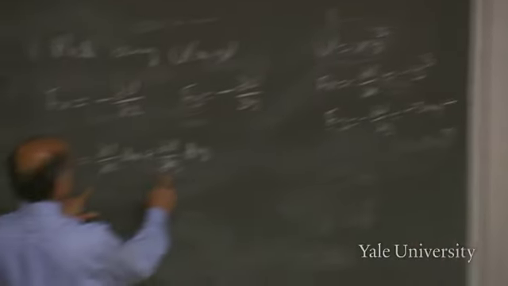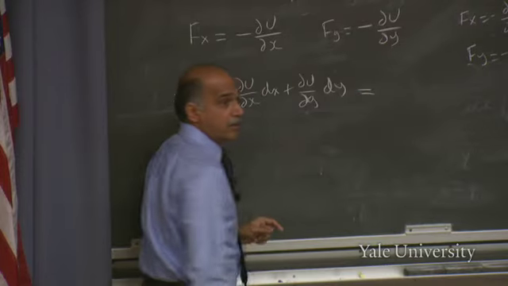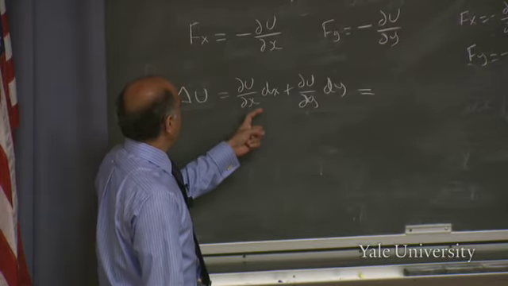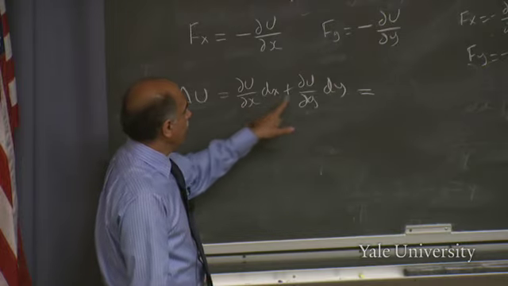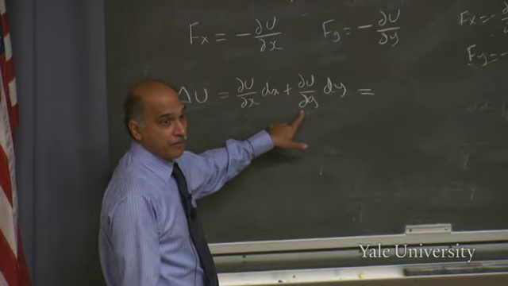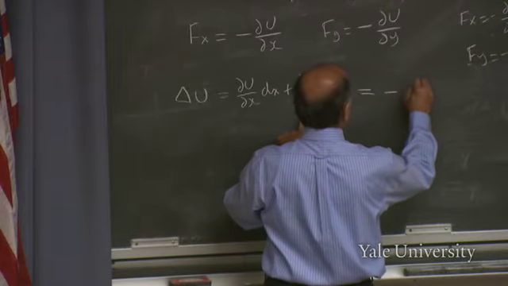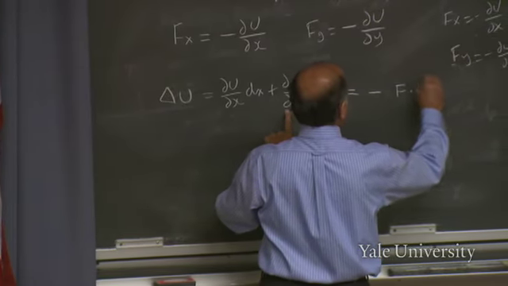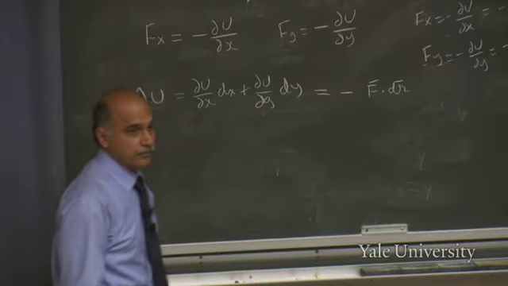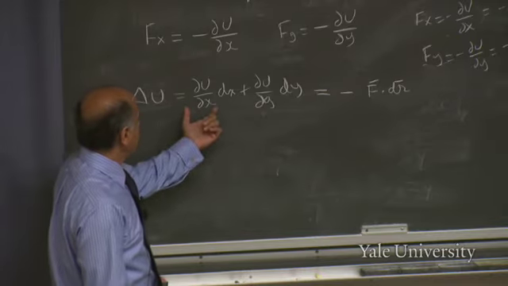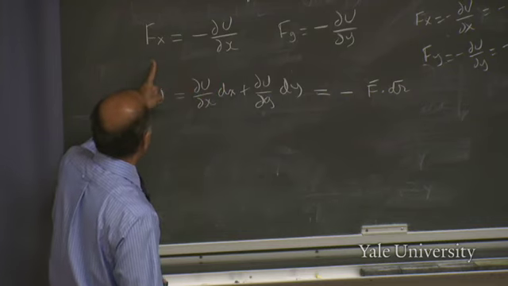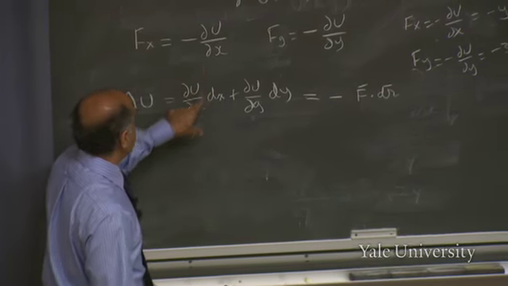But who is this? You notice what's going on here? du/dx is fx with a minus sign. That's fy with a minus sign. Therefore, this is equal to minus F dot dr. Right? Because we agree the force that I want to manufacture is related to u in this fashion.